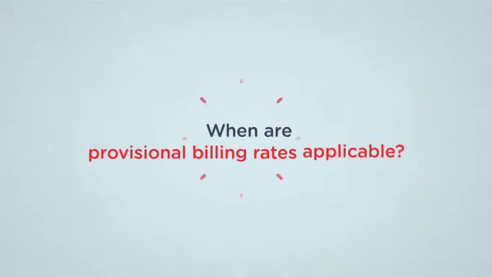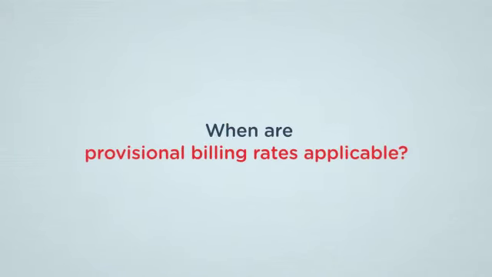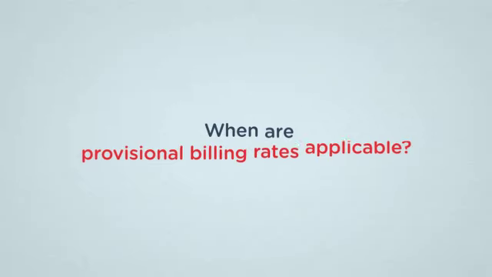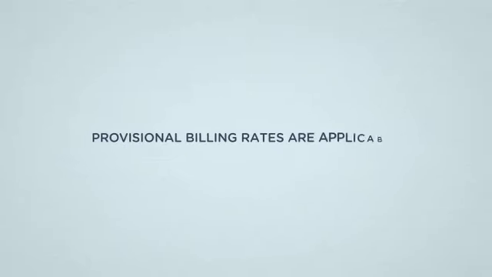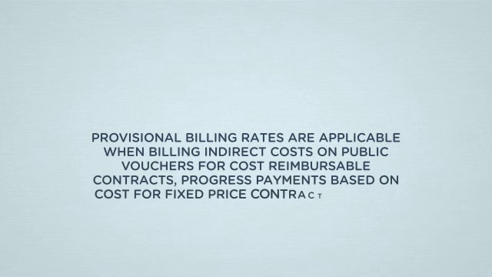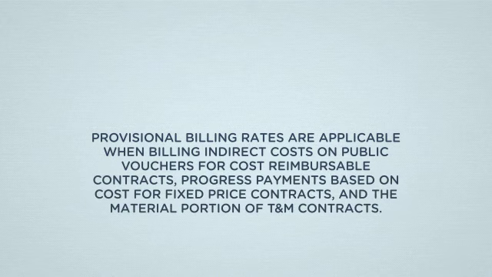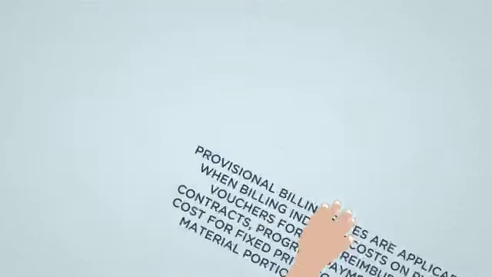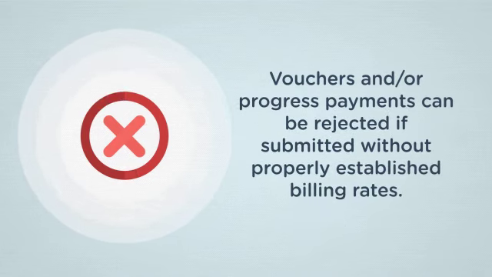So when are provisional billing rates applicable? Provisional billing rates are applicable when billing indirect costs on public vouchers for cost-reimbursable contracts, progress payments based on costs for fixed-price contracts, and the material portion of T&M contracts. Vouchers and/or progress payments can be rejected if submitted without properly established billing rates.